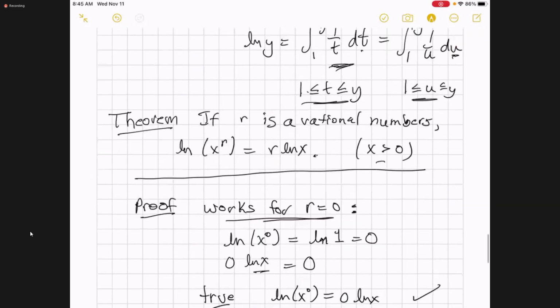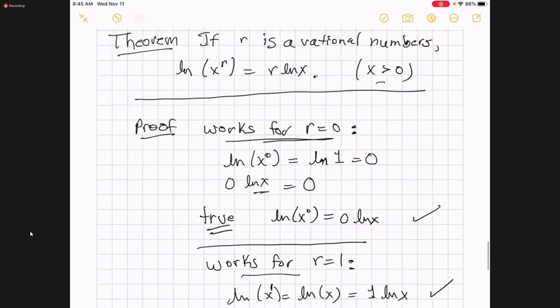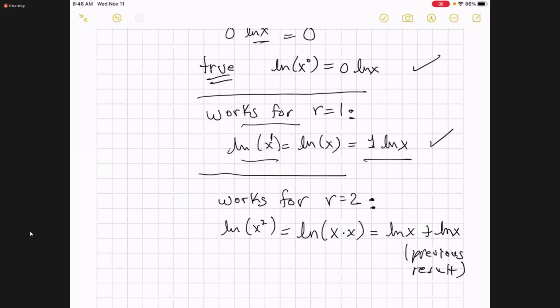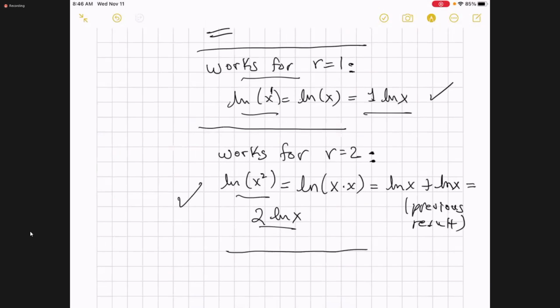So I'm using this statement here that we already proved. And, well, ln of x plus ln of x is 2 ln of x. Okay, so it's true for 2. Well, if it's true for 2, it's true for 3. If it's true for 3, it's true for 4. And I'm going to use induction. Well, let me just do 3 first.